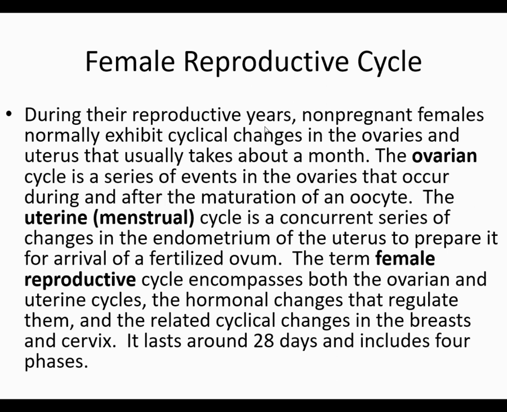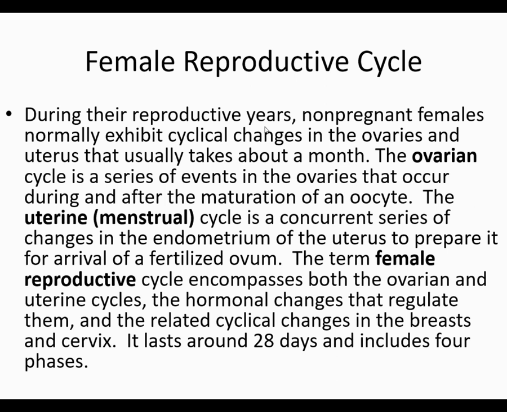All right. During their reproductive years, non-pregnant females normally exhibit cyclical changes in the ovaries and the uterus, usually taking about a month, about 28 days. We have what we call the ovarian cycle, which is a series of events in the ovaries occurring during and after maturation of an oocyte. And then we have the uterine or menstrual cycle, which refers to things going on in the uterus, specifically the endometrium, the inner lining. We can combine those 2 cycles to come up with the overall female reproductive cycle.